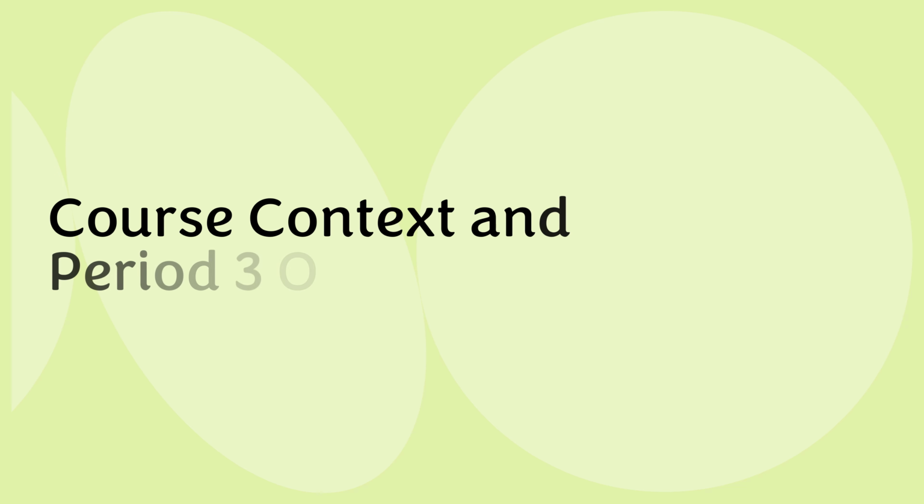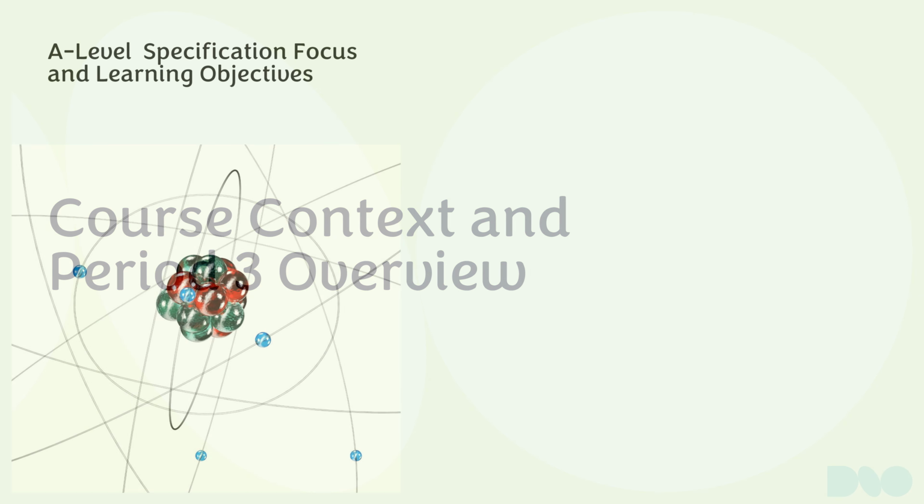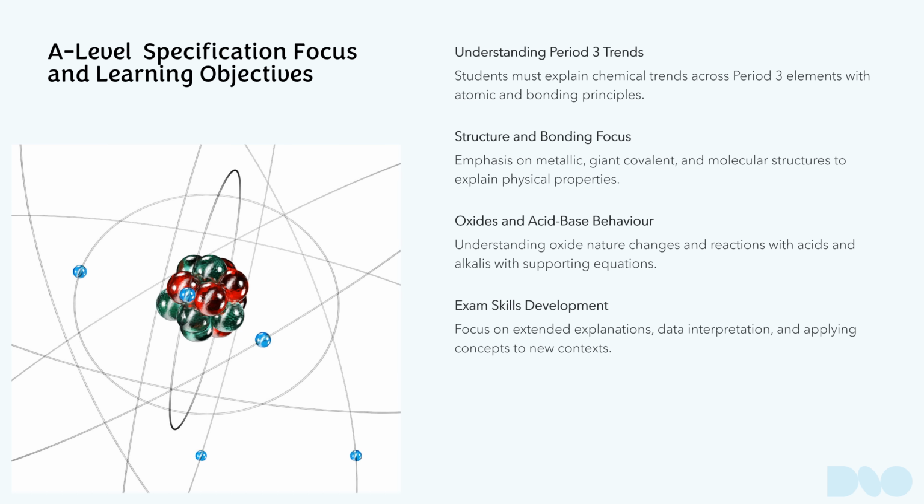A-level specification focus and learning objectives, the Period 3 elements and electron configuration, general patterns, and predictive power of periodic trends. Period 3 elements are sodium, magnesium, aluminium, silicon, phosphorus, sulfur, chlorine, and argon. They show a gradual change from metals to non-metals across the period.